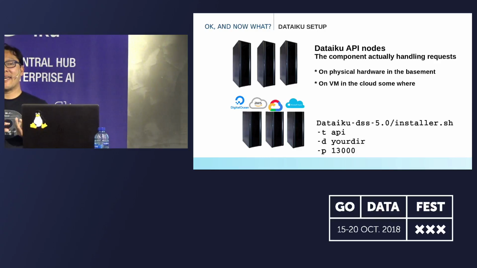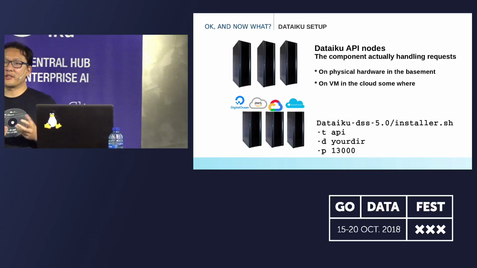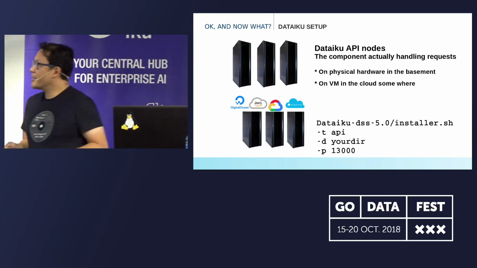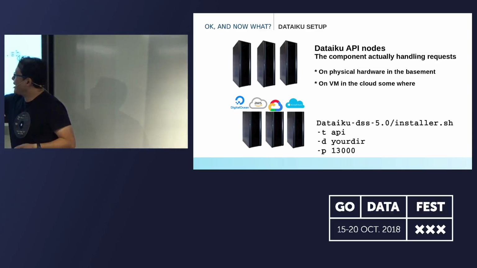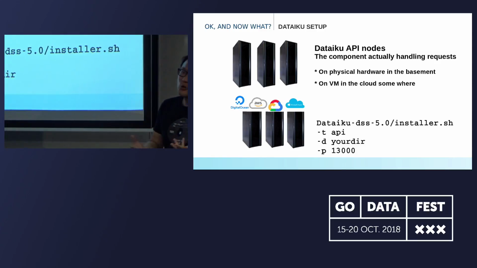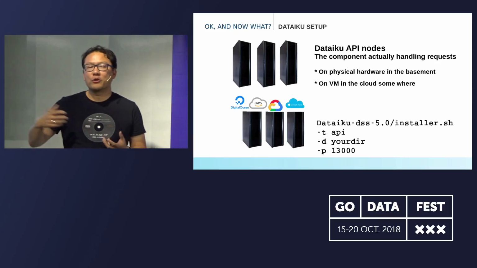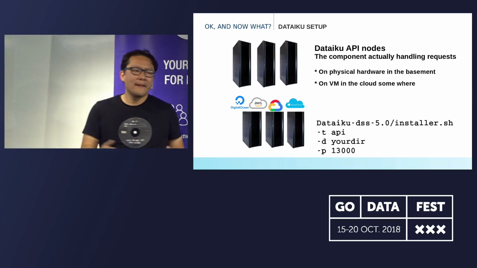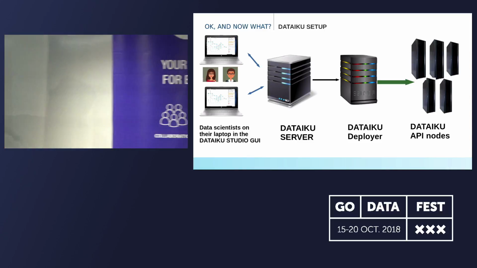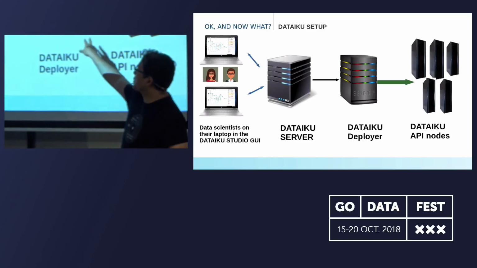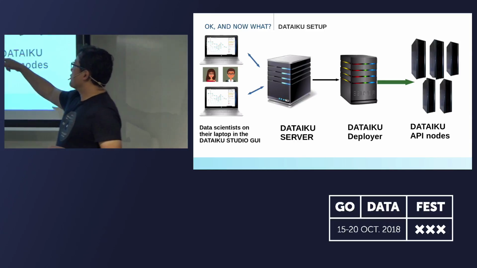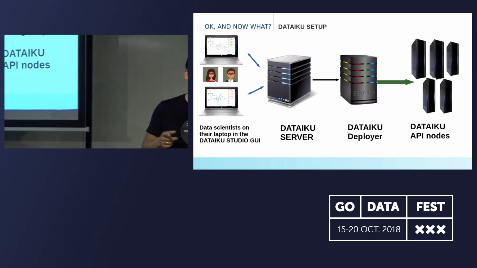And then you need API nodes, and that's a component that will do the actual handling of the API request. And that's an additional installation of Dataiku with a separate parameter, -t API, and a specific port. And you can install it on physical hardware or on virtual machines in the cloud. That doesn't matter. So the setup would look like this. You have Dataiku, create your model, you push that model to a deployer, and from that deployer, it has its own management interface. You can push it to the nodes that will handle the request.